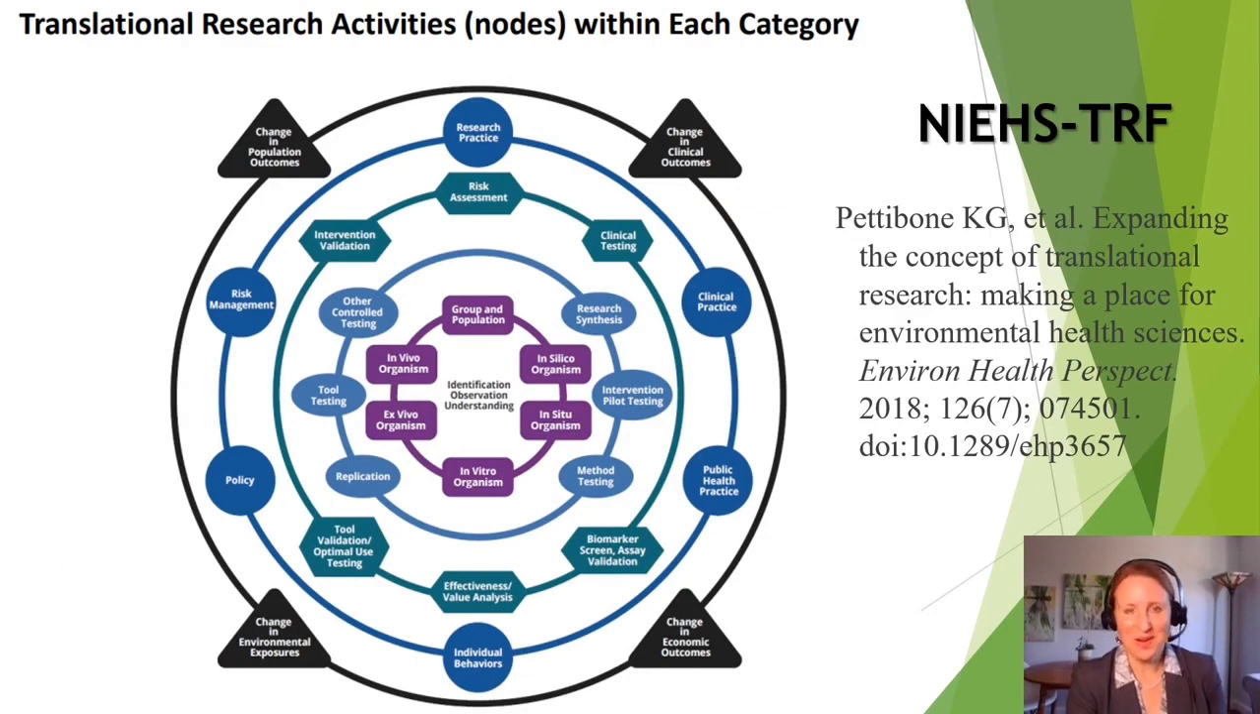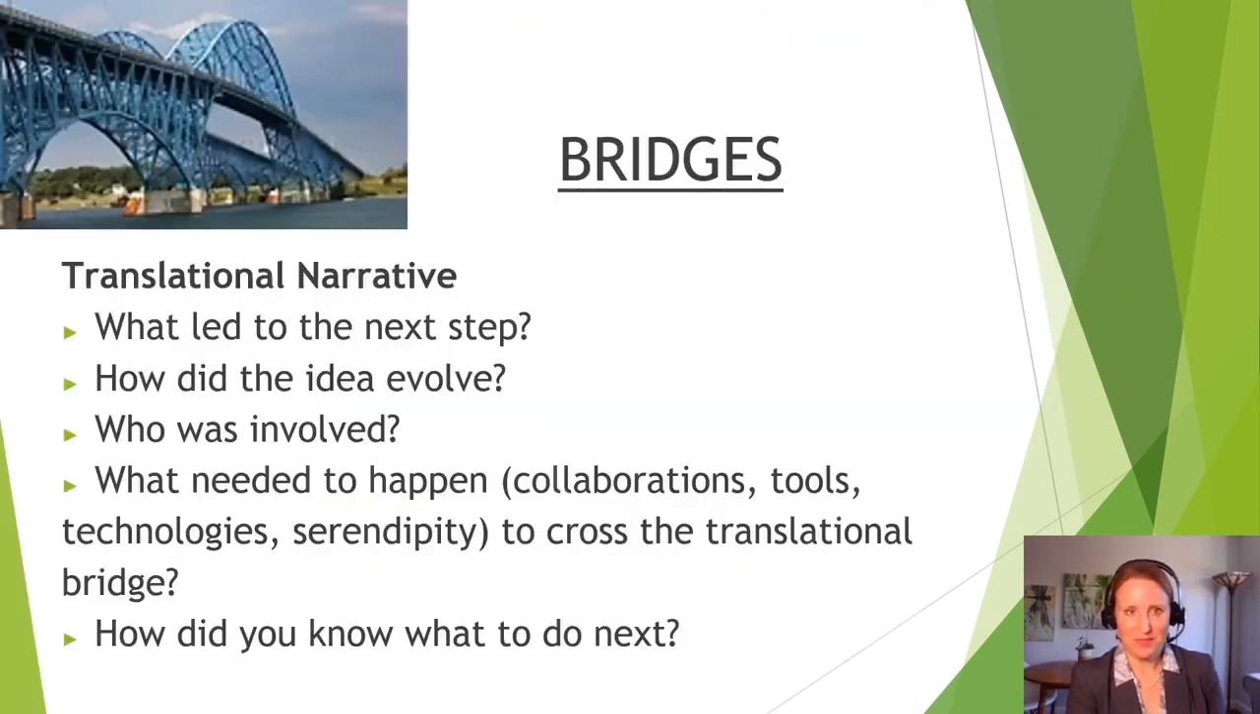Again, here's the whole model. Those 4 triangles on the outside, we've now walked through all of the rings and nodes, and then how you would tie your own work to this to create your own cartography. So translation, according to Pettibone et al. in 2018, is movement from one ring to another or between nodes on a ring, and a bridge is when 2 completed projects cross rings or nodes.